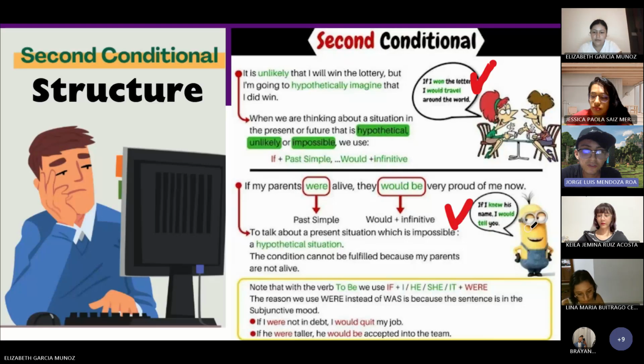And what is the structure in the affirmative form? Here we use the clause if, and then the subject, which will be my parents in this case. Then we use the past simple, the verb in past simple. In this case, it's were, and then the complement. Then we use the comma. This is so important. And now the result is structured by the subject, which in this case is they.